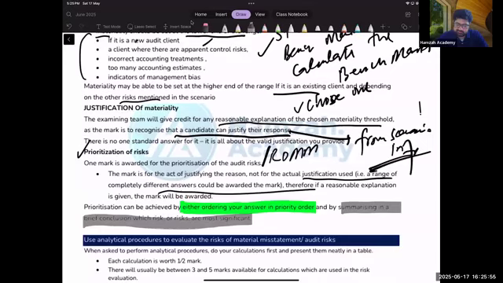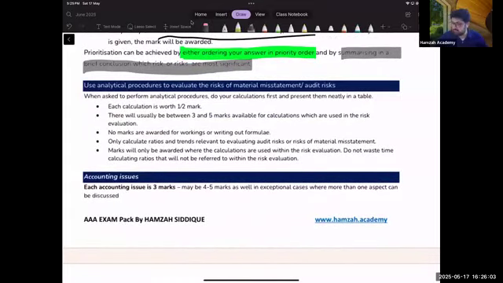Next is using analytical procedures to evaluate risk of material misstatements. Analytical procedures or audit risk. Sometimes they ask you to calculate. But if they don't ask you, but financial statements are there, still you can calculate and discuss. Each calculation is worth 0.5 mark. And total marks available for such ratios, trends calculation, and discussion is normally 3 to 4 marks, maximum 5.